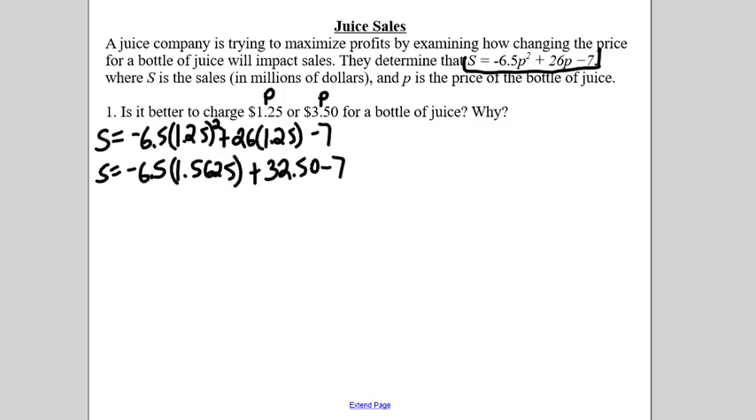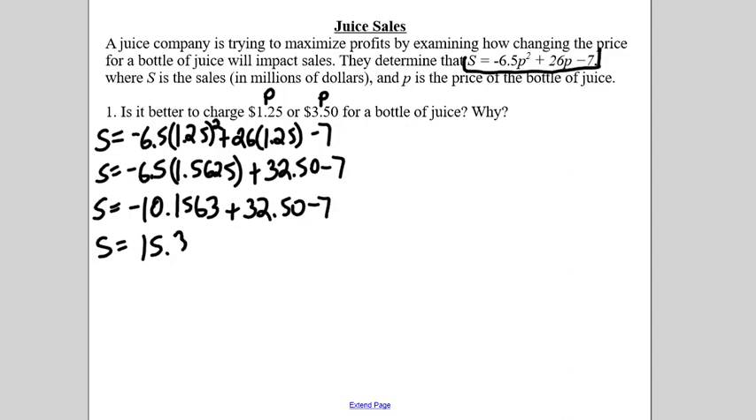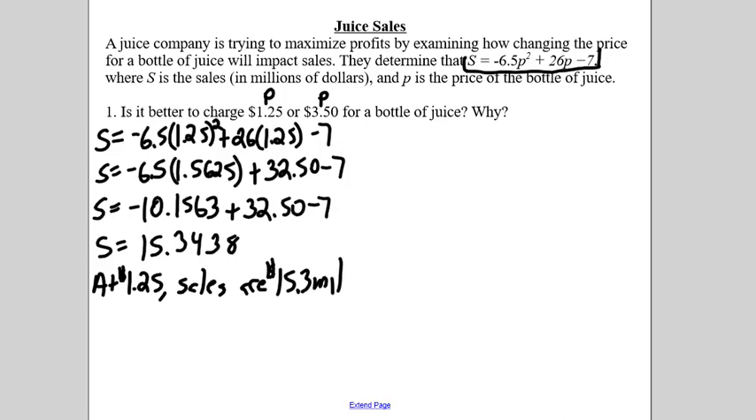Then I can look and say, well, I have multiplication, so I'm going to do that, and I get the negative 10 and 1,563 ten-thousandths. And now I can add all 3 values together to get to 15 and 3,438 ten-thousandths. What does that mean? It means that at $1.25 per bottle, the sales are $15.3 million.